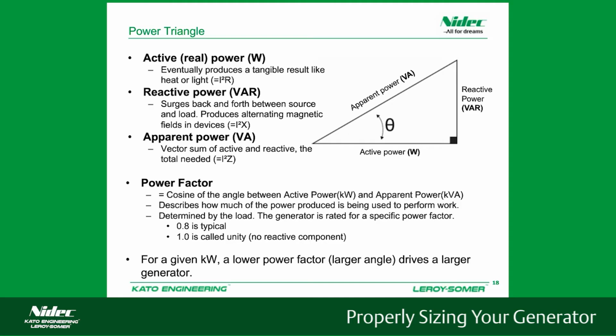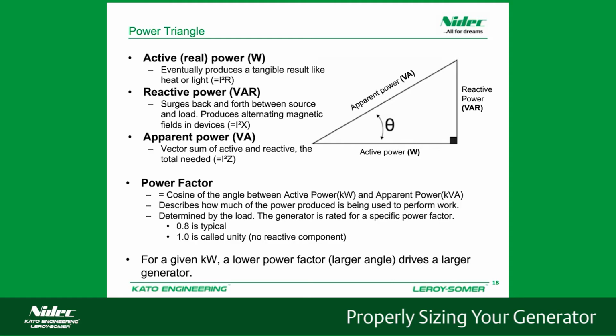A lot of people think that because a generator is rated at 0.8 power factor, it will constantly produce 0.8 power factor. And that's simply not true. This is purely determined by the load that you connect and how much of that load is inductive and how much of it is resistive.